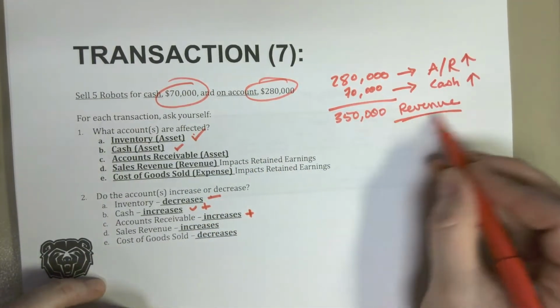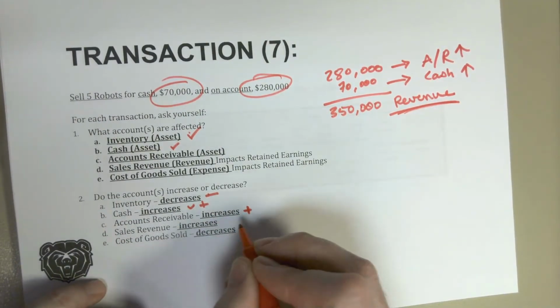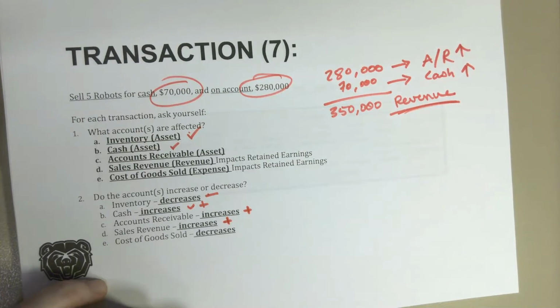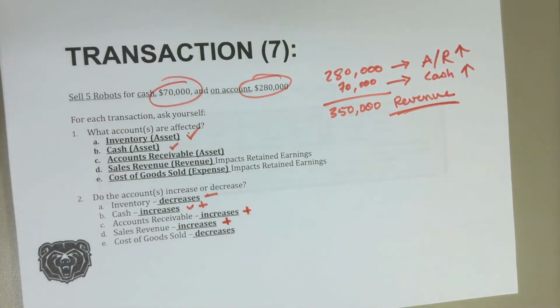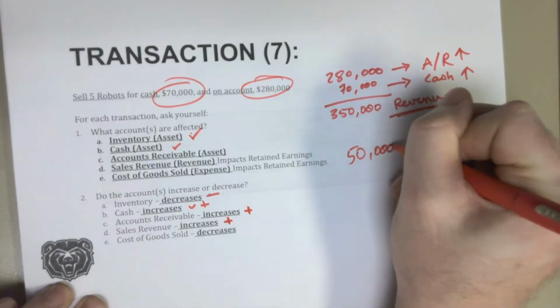We know we're going to count this as revenue, right? $350,000 as sales revenue, that's an increase to revenue, okay? And then our cost of goods sold, right, is what? Well, we sold 5 robots for cash, okay? How much did they cost us per robot? Well, it told us in transaction number 6, right, that we paid $50,000 per unit.